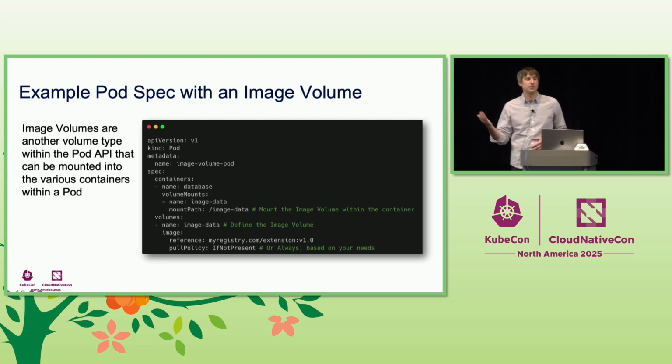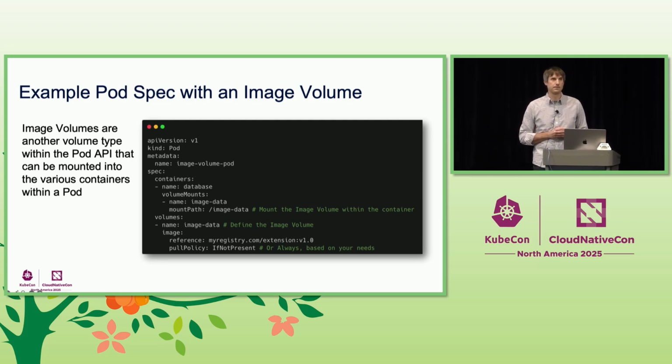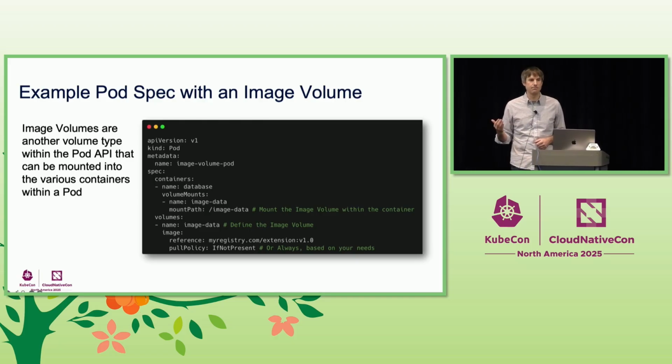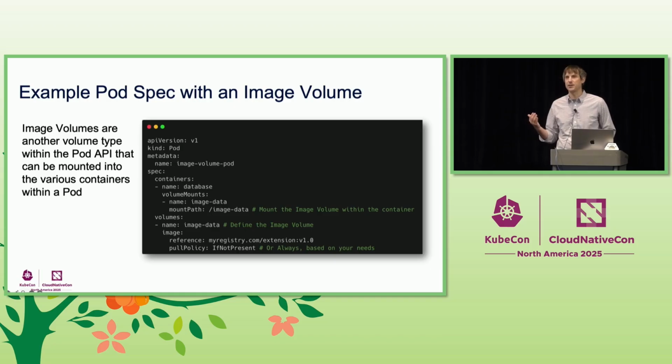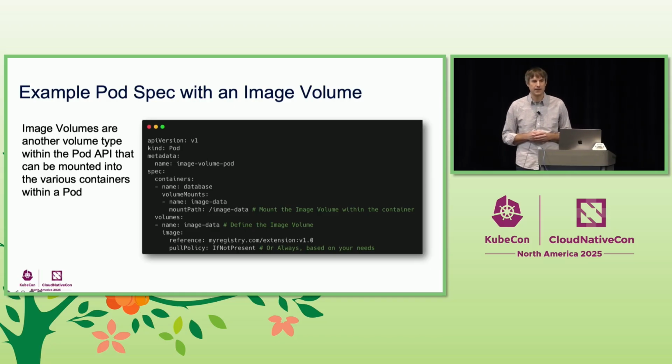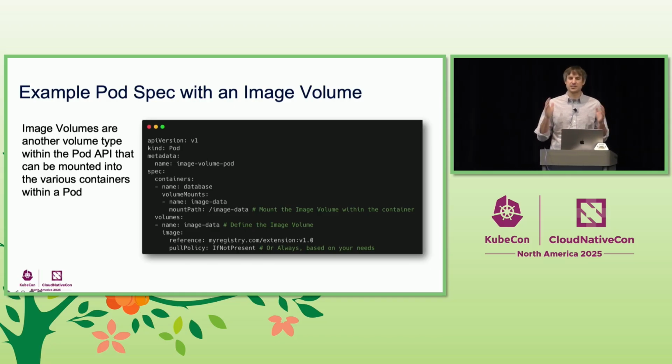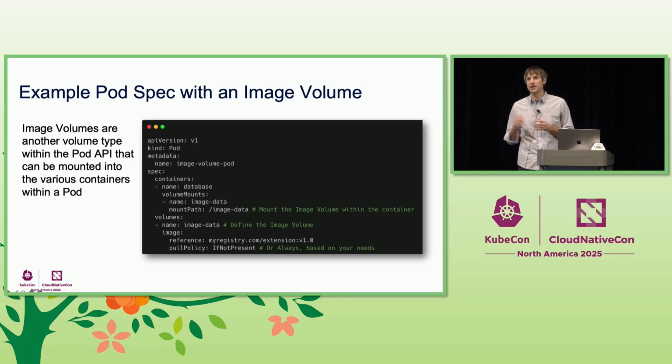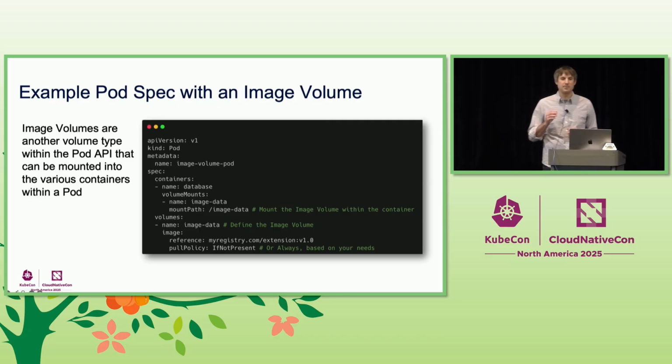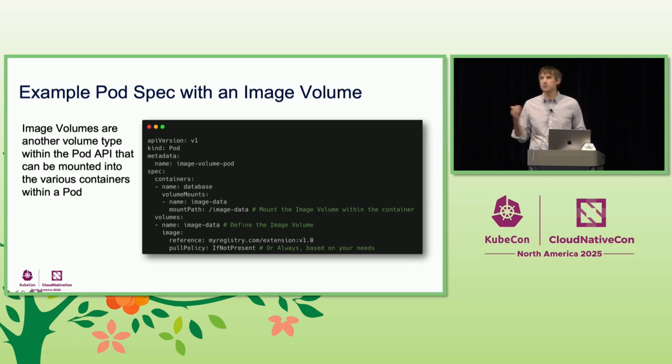So what exactly do image volumes look like? Up on the screen, I have an example of a pod spec with an image volume defined that is then mounted into a database container within that same pod spec. As you can see, image volumes are simply another volume type in the Kubernetes pod API. This means you can define image volumes under the volume section of your pod spec and then simply mount them into your containers using volume mounts.